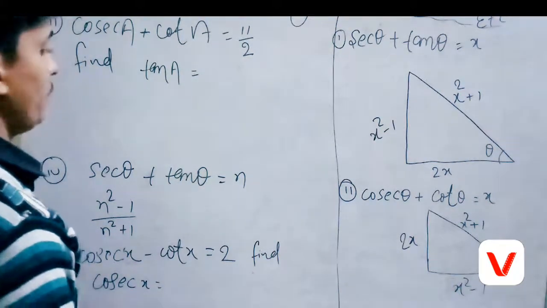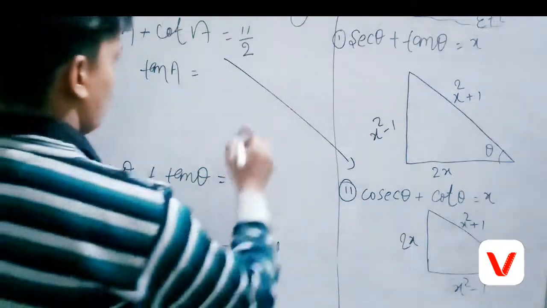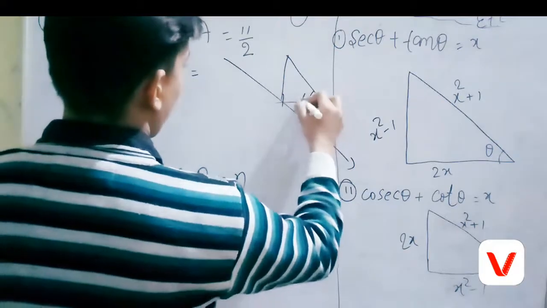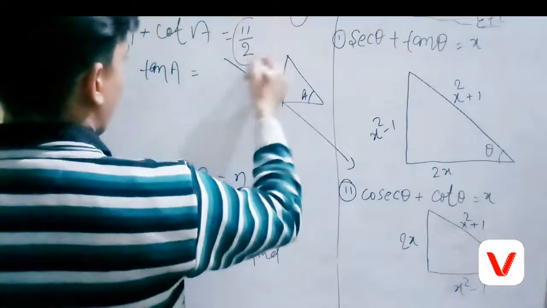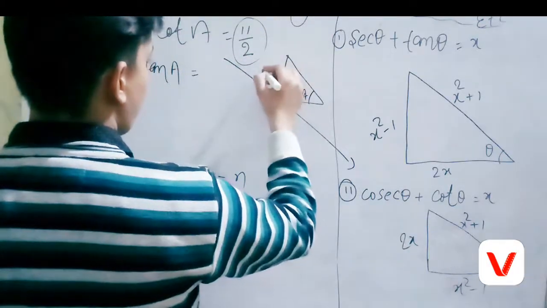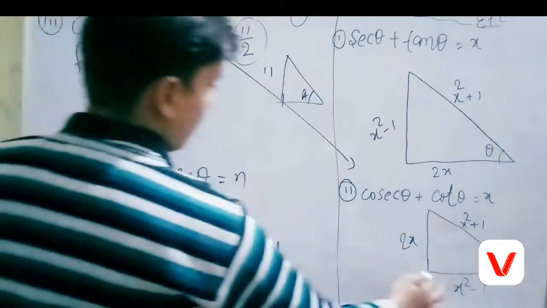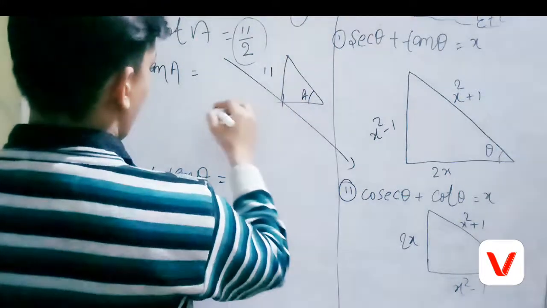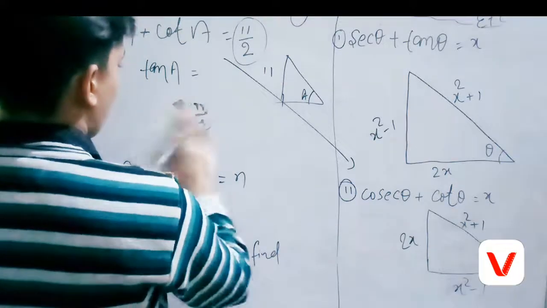So this form belongs to the Pythagoras-based trick. Angle A represents this. Then what is the value of x here? It is 11 by 2, and the perpendicular is 2 into x, so you can write 11. And the second one is x square minus 1. So x square minus 1 means 11 by 2 whole square, which we can write as 121.